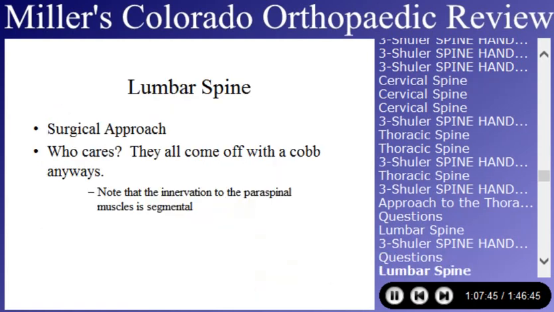Surgical approach to the lumbar spine, I don't really care if they come off with a Cobb. I don't really need to know them. But why can we get away with doing this? It's because it's segmental innervation. That's the reason why we can get away with this.